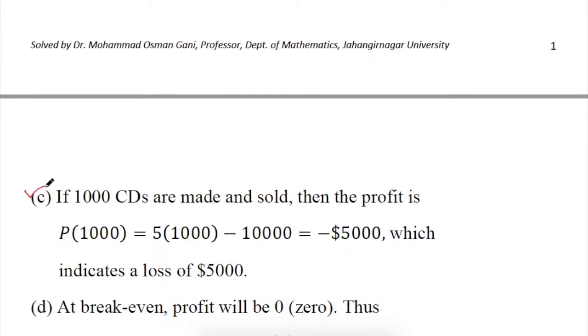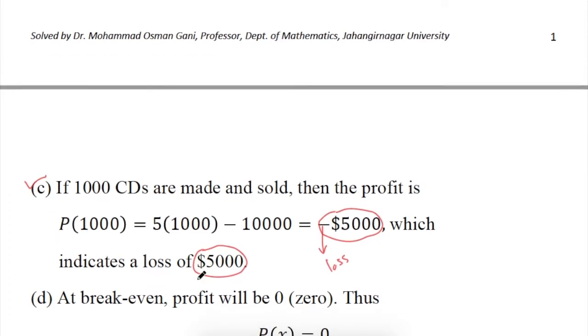And in C, what is the profit if 1000 CDs are made and sold? In that case, the profit will be negative $5,000. And I said in our last class, negative profit indicates a loss. So I should write, which indicates a loss of $5,000. When you write loss, you should not use the negative sign again, because the negative sign indicates loss. So when you write loss, it will be directly $5,000. You should not use any negative sign here anymore.